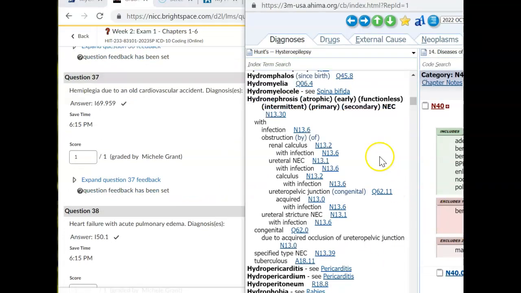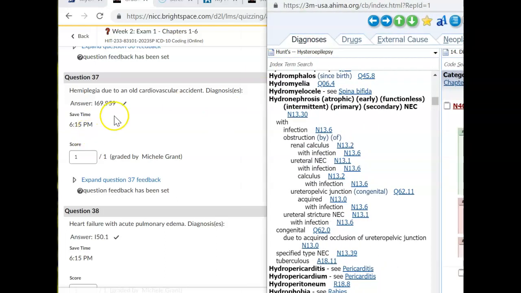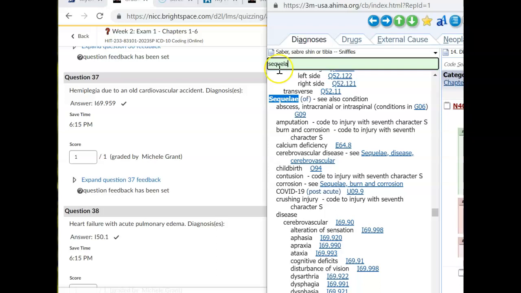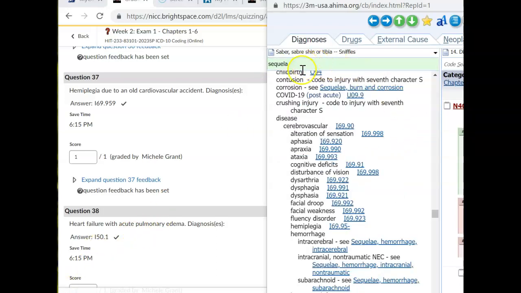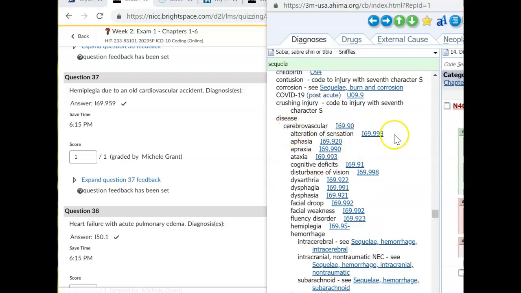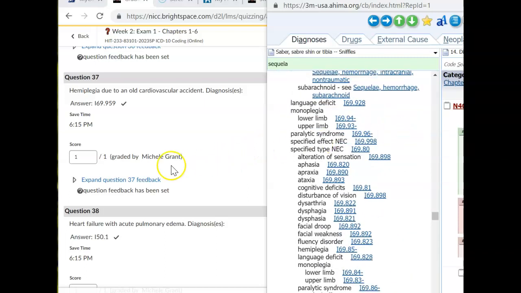The next big one a lot of students had problems with is the hemiplegia due to an old cerebrovascular accident. Okay, so I'm going to go ahead and type up sequela. Okay, so once you're in sequela, I went to disease. And some students, here's disease, cerebral vascular. So I went ahead and a lot of students had I69.359.